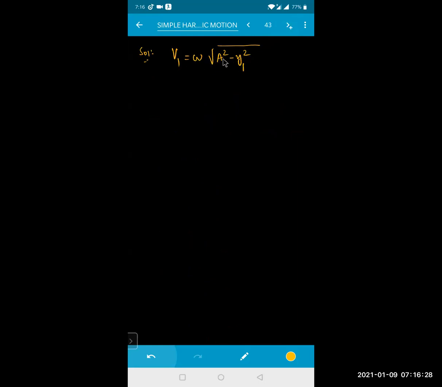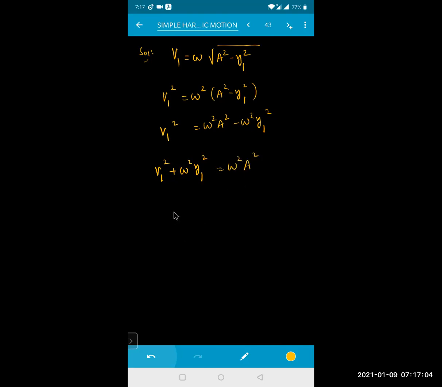v1 is equal to omega under root of a square minus, in the place of x he has given me y1 square. So squaring on both sides, v1 square is equal to omega square into (a square minus y1 square). This will be equal to omega square a square minus omega square y1 square. So this one is v1 square. If I take this value to the other side, this will become v1 square plus omega square y1 square is equal to omega square a square.